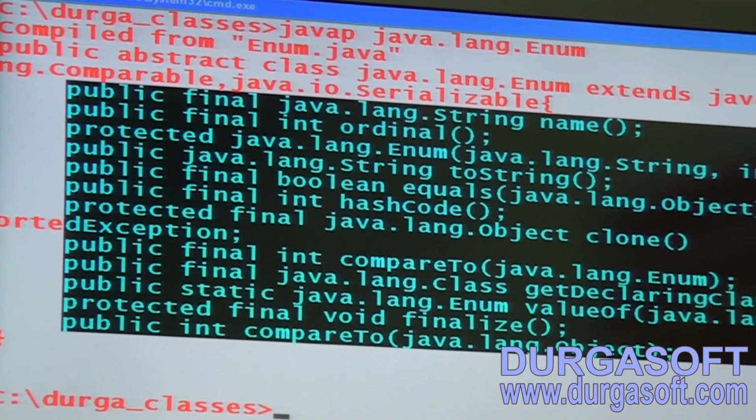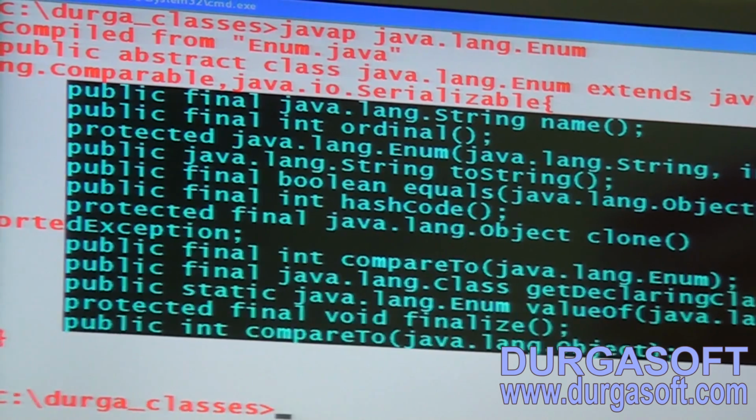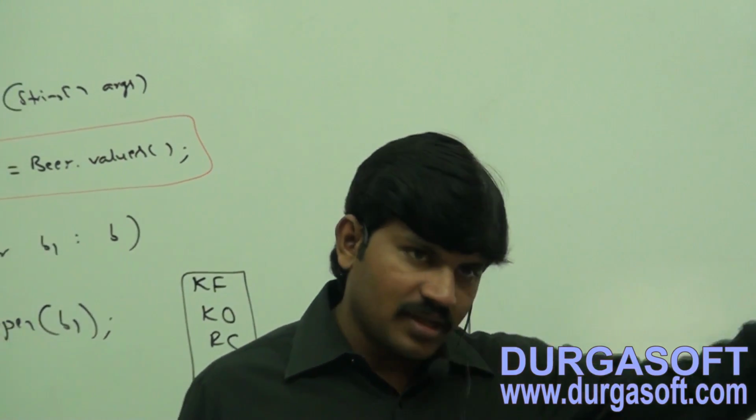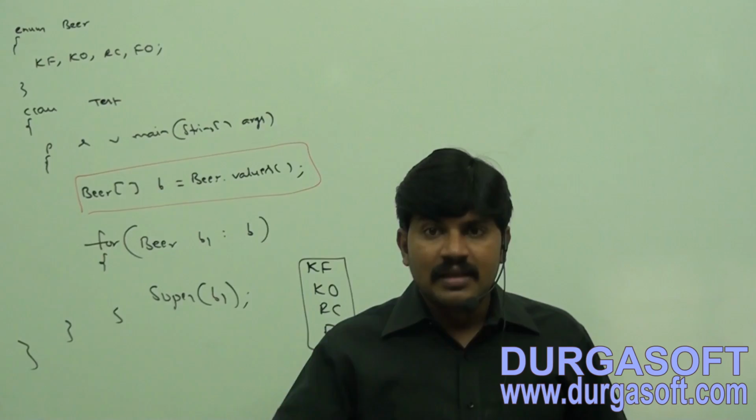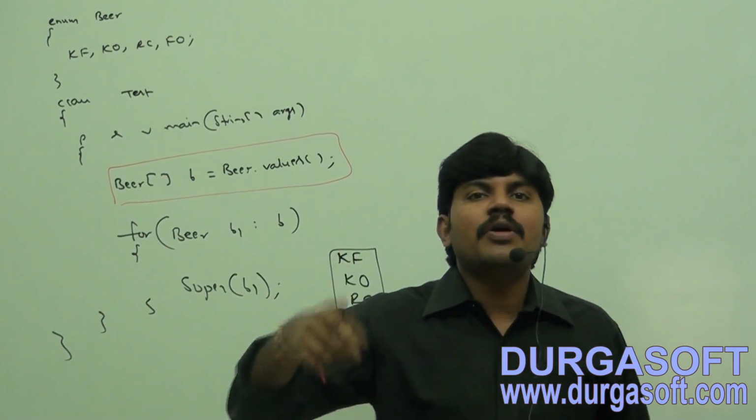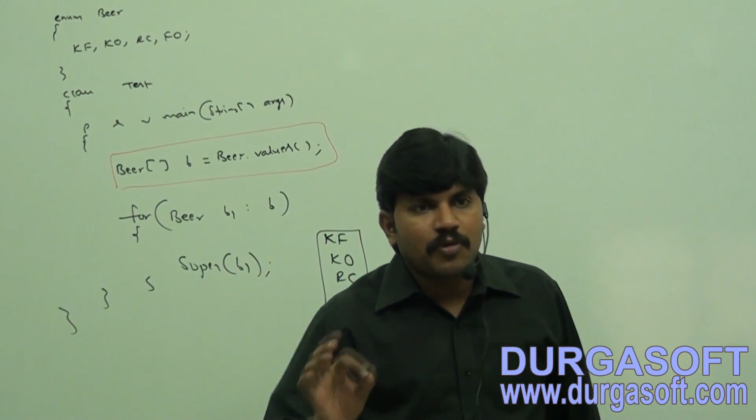Can you please cross check? There is one big speciality for the values method. You can't see it inside the enum class. Not required to break your head, sir. That list doesn't contain the values method. The enum keyword itself implicitly provides this method.